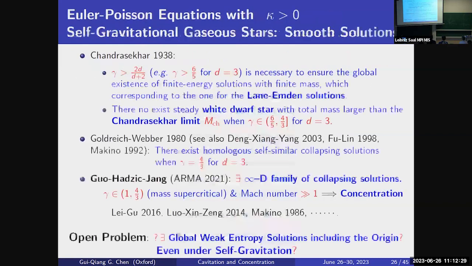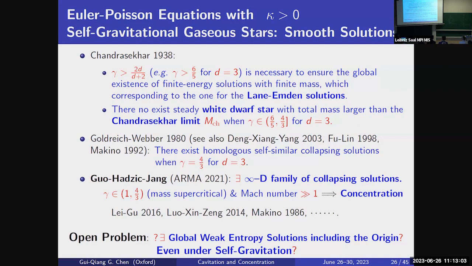But it turned out Chandrasekhar had an observation for steady-state solutions. He showed that in three dimensions, if gamma is large, the power for the pressure, gamma bigger than 6/5, he observed that it's necessary to ensure global existence of finite energy solutions with finite mass. This global means steady-state solution, global. This gives a famous solution called the Lane–Emden solution. So gamma must be bigger than 6/5.